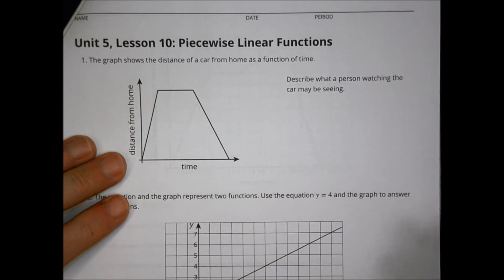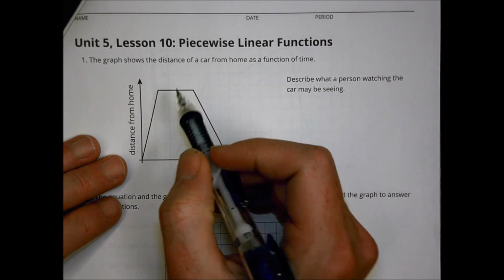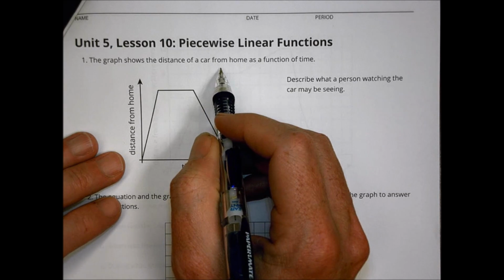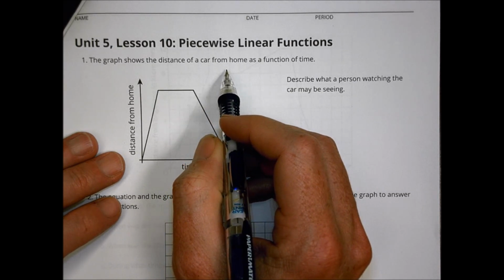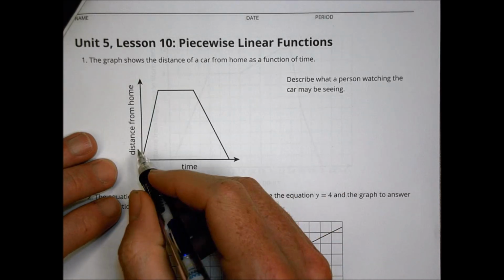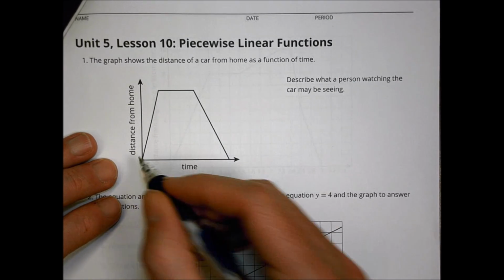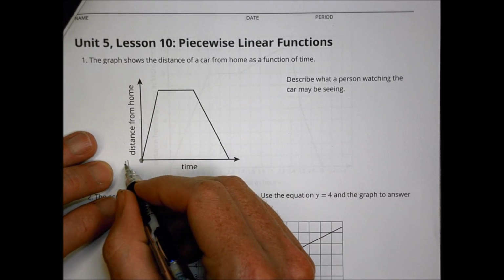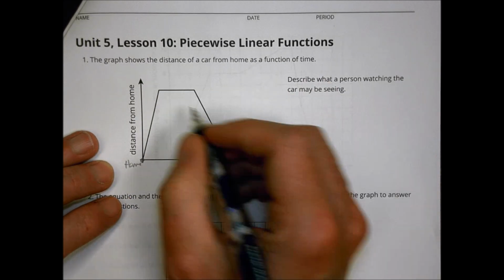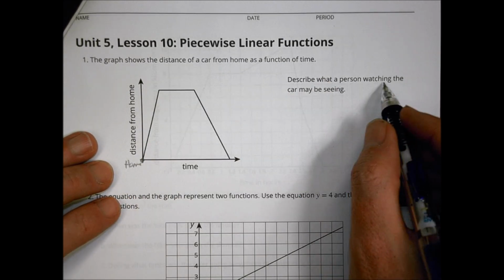All right, here's the homework. Number 1. The graph shows the distance of a car from home as a function of time. Distance from home. So here he is probably at home because he's at 0, right? So that's home. At this point he's gone away. So describe what a person watching the car may be seeing.